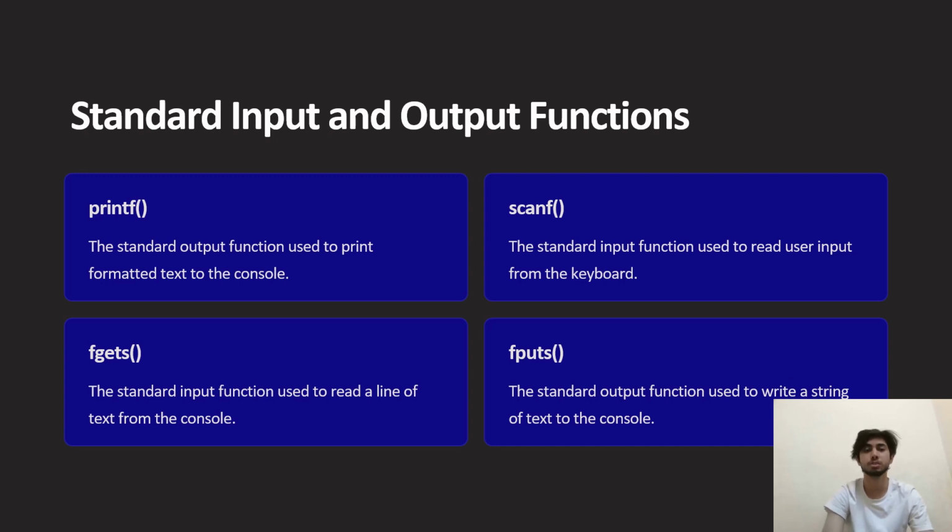Standard input and output functions. printf: the standard output function used to print formatted text to the console. scanf: the standard input function used to read the user input from the keyboard. fgets: the standard input function used to read a line of text from the console. fputs: the standard output function used to write a string of text to the console.